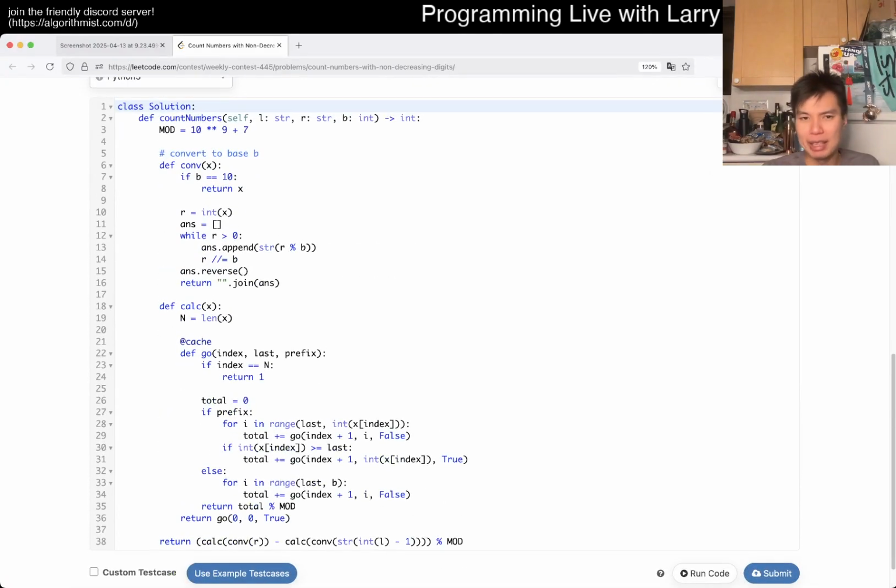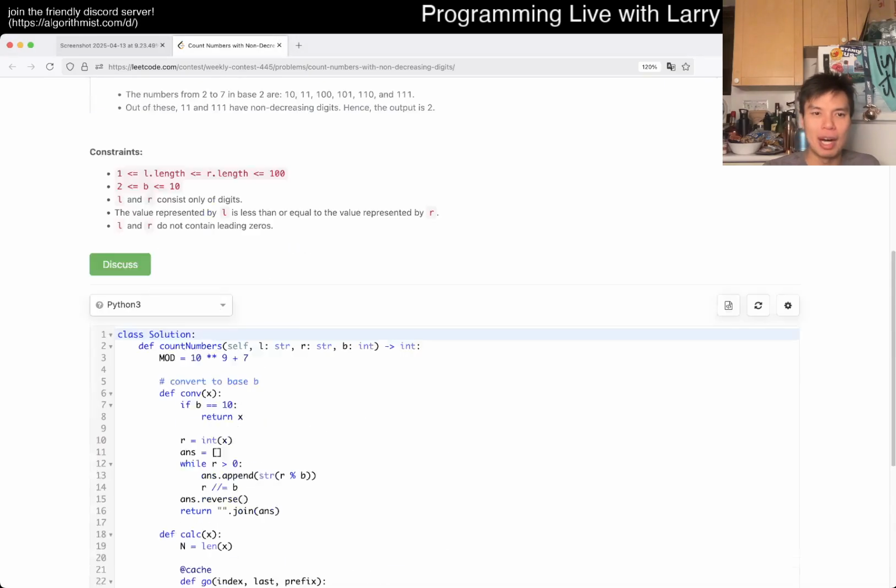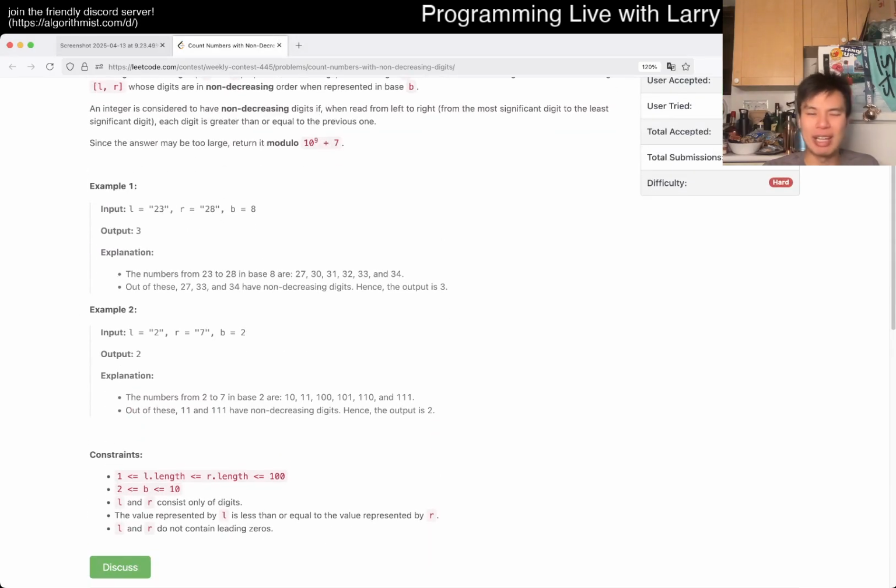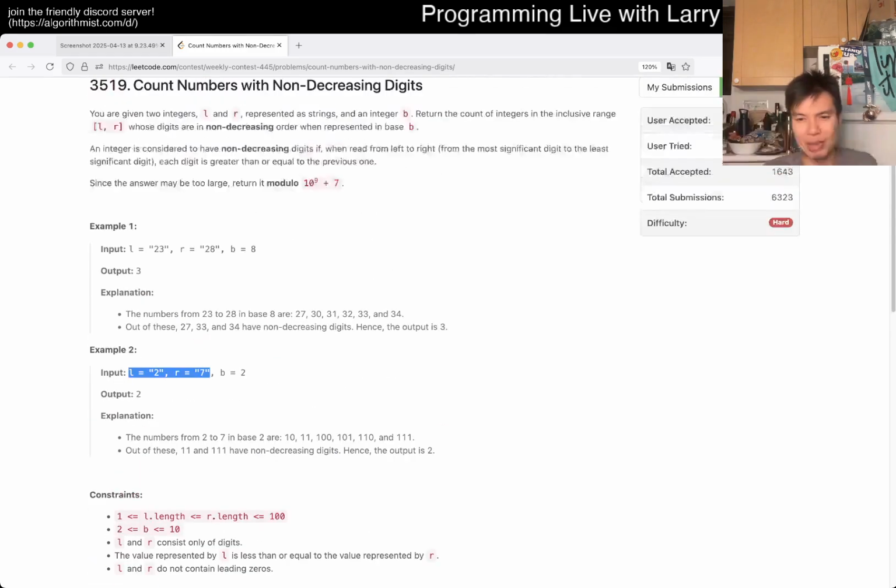For this problem, it's just about breaking down the problem. The first thing you need to do is that whenever you see a left-right inclusive thing where you're counting things in between, you could do it the prefix sum way. And what I mean by the prefix sum way is, let me bring it up real quick.